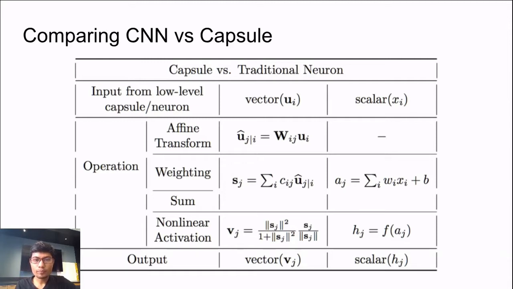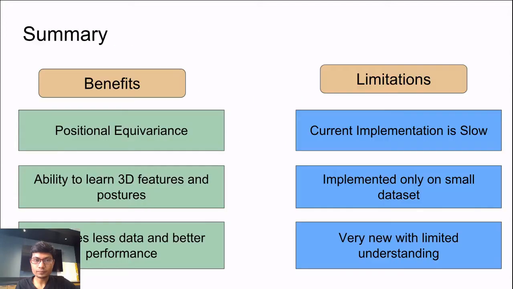And the last is non-linear activation. CNNs normally use ReLU, however capsule networks use a unit norm function which is shown here, which is also called squashing, which converts the vector into a probability between 0 and 1 and which is easy to learn. Finally, the output of capsule networks is a vector versus the output of CNN is a scalar.